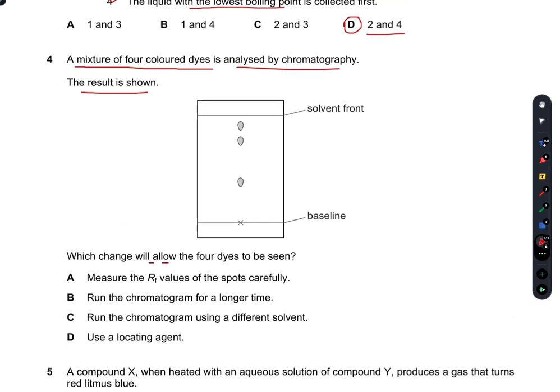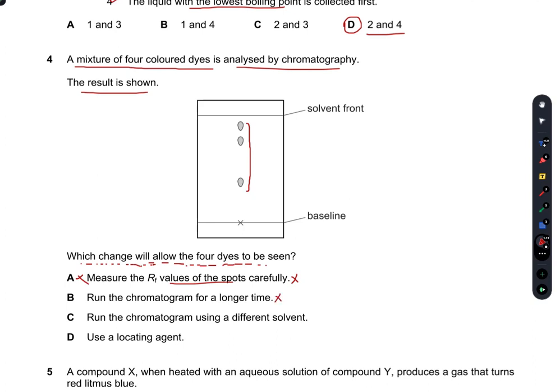Which change will allow the four dyes to be seen? Now, as you can see, these three dyes are in a straight linear line. So which change will allow the four dyes to be seen? Option A: measure the Rf values of the spots carefully. No, we cannot measure the Rf values because the dyes cannot be seen. So A is incorrect. Running the chromatograph for a longer time will have no effect.